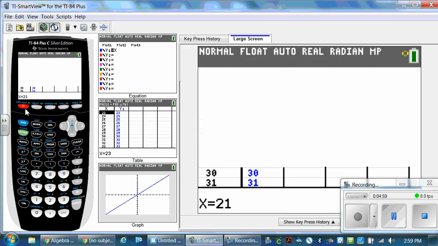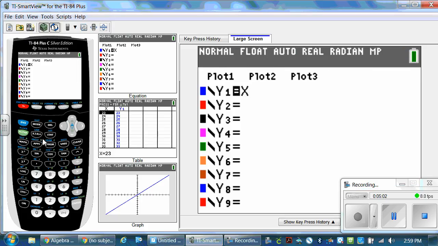All right, 42, y equals x squared minus 4.